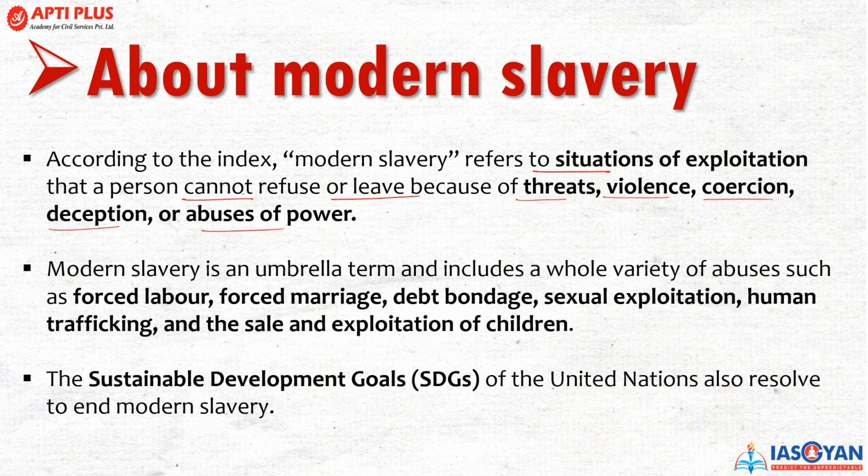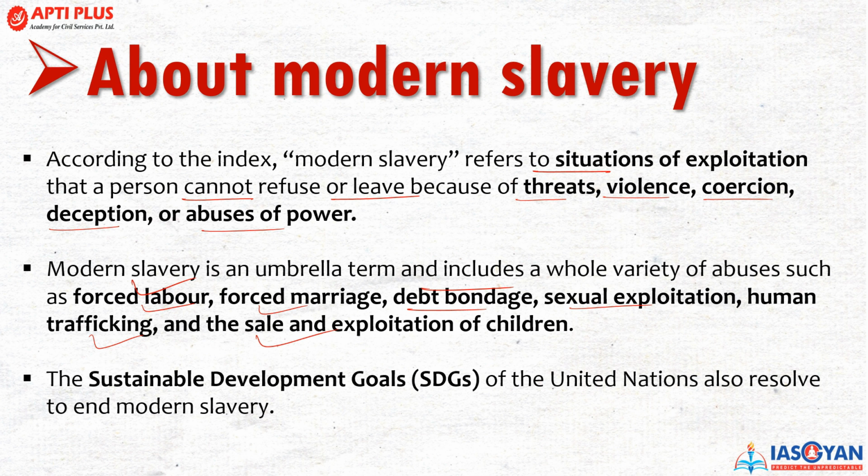Now, modern slavery is an umbrella term that includes a whole variety of abuses such as forced labor, forced marriages, debt bondage, sexual exploitation, human trafficking, and sale and exploitation of children. So it's a gamut, an umbrella, which includes various parts of the crisis that is emerging with the child.